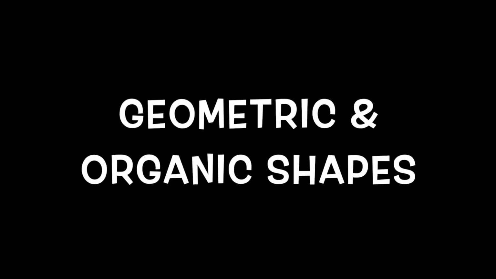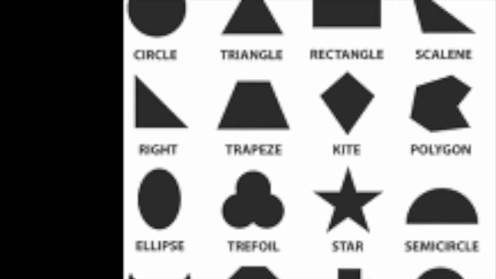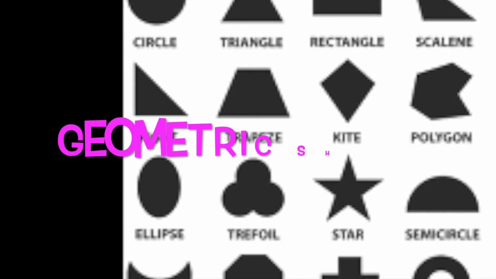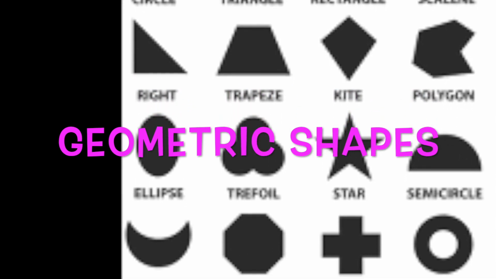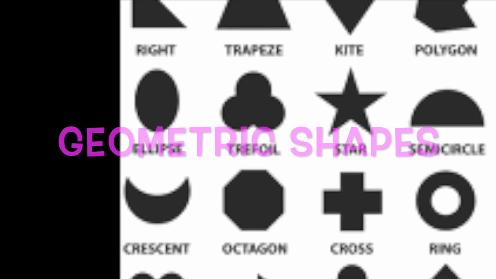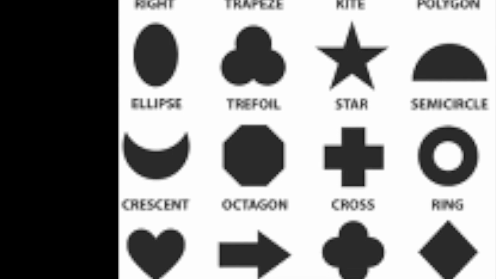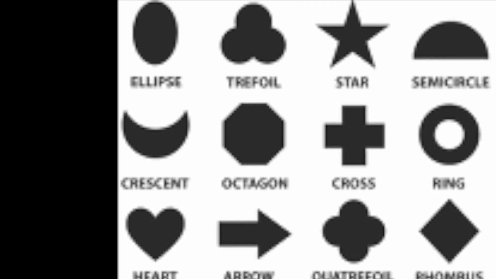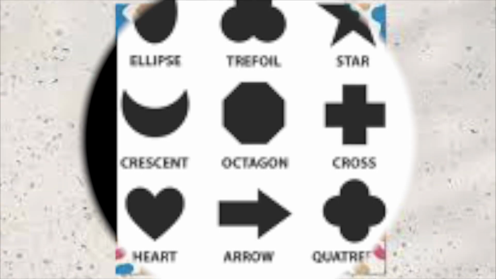Hello everyone. In this lesson we will be exploring geometric and organic shapes. Alright, let's start with our geometric shapes. Geometric shapes are shapes such as circles, triangles, squares, rectangles, hearts, stars, and the list goes on. We've been learning about geometric shapes for quite some time, and I know we all might know a few.